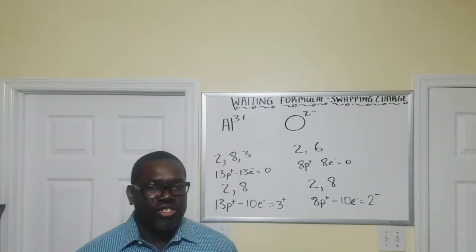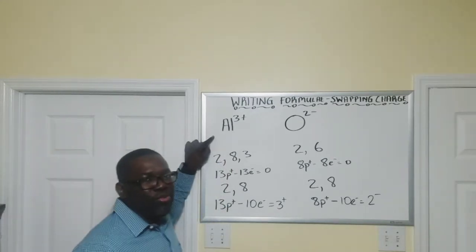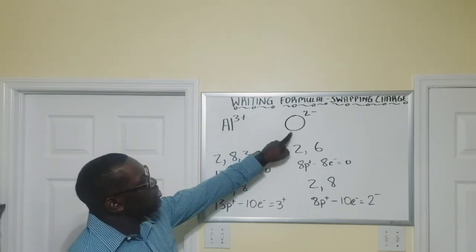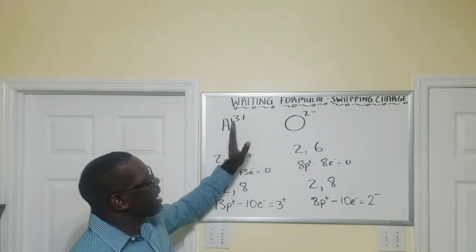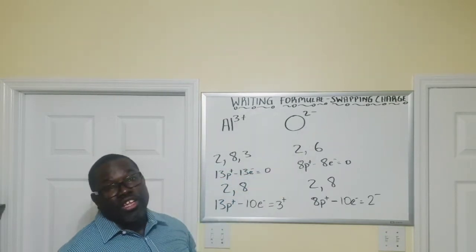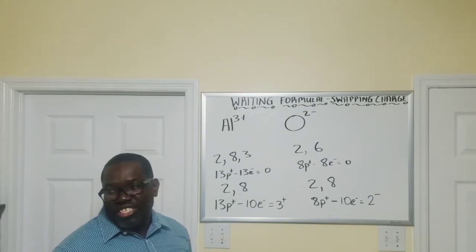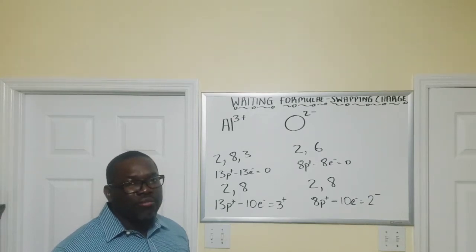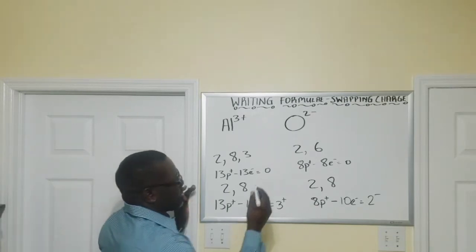swapping the charges. So as you can see on the board, you have aluminium 3 plus and you have oxygen 2 minus, or the oxide ion. So you have the aluminum ion and you have the oxide ion. Now all I'm going to be doing really is swapping the charges. That's all I'm going to be doing. Just swapping the charges really, which is pretty much this.